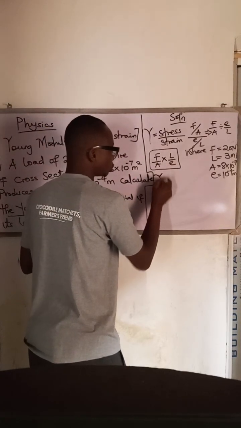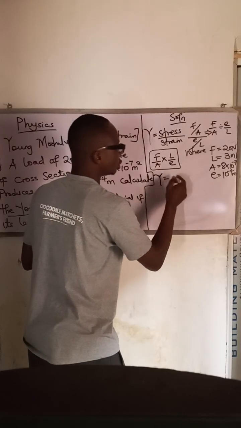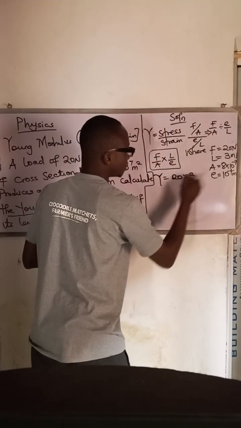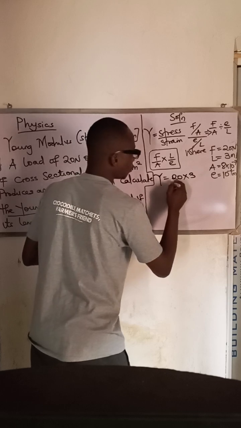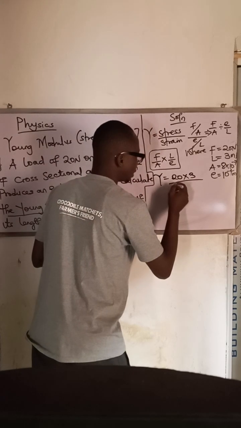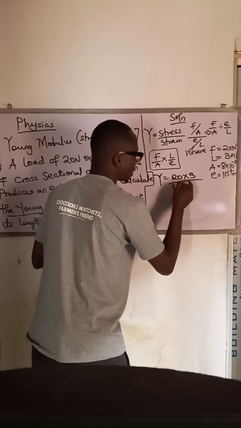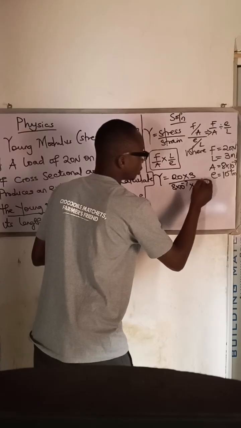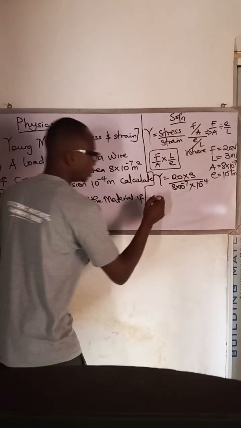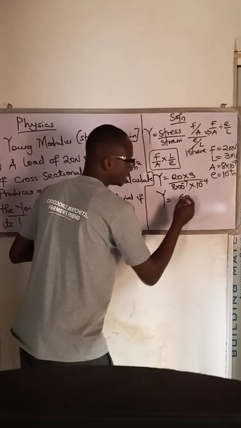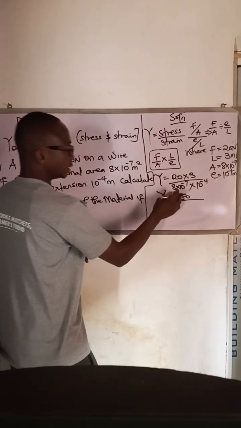Young modulus is equal to, what's the force? The force is 20 times, what's the length? The length is 3, all over, we can do it like this, the area, which is 8 times 10 raised to the power of minus 7, times, what's the extension? 10 raised to the power of minus 4. We just simply solve for that. Young modulus is equal to 20 times 3, which is 60, all over this times this.